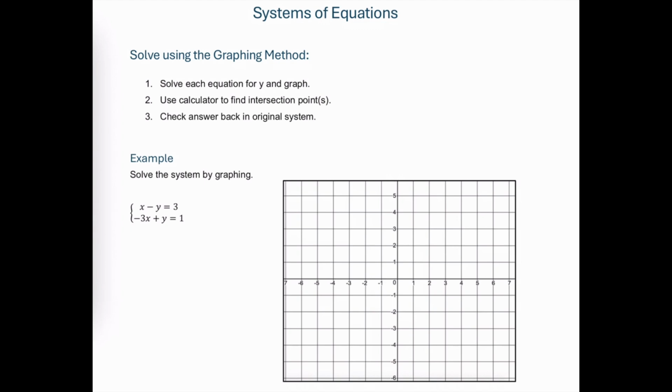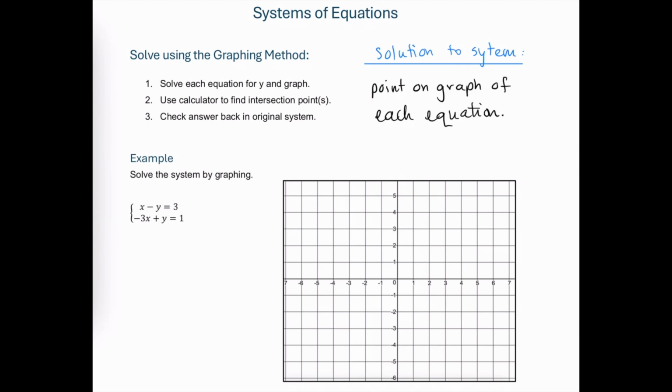A solution to a system of equations is an ordered pair that satisfies all of the equations in the system. And what that means graphically is that the solution to the system is a point on the graph of all of the equations in the system.